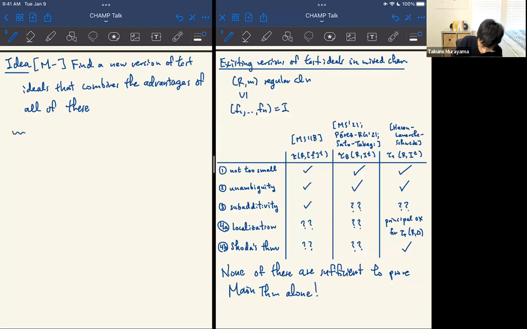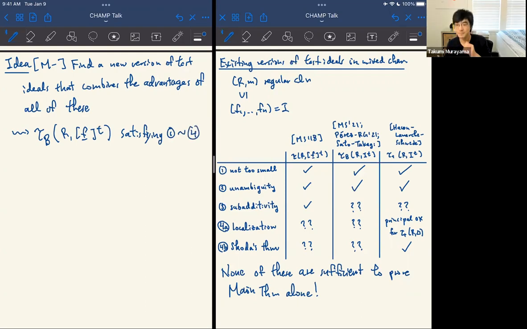Okay. So what I came up with is a definition I'll make later, tau sub b of R comma f to the t. And it satisfies 1 through 4. Of course, though, I should point out that to prove that these properties hold for this test ideal, I will need to use properties of these other test ideals. So in particular, the Haken-Lamarche-Schwede version does come up in my proofs.